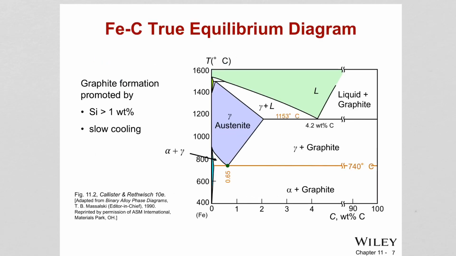So far we have seen only a little region of the iron-carbon phase diagram, but the true iron-carbon phase diagram is given here, which goes up to 100% carbon. We have only been seeing a small percentage of it. And you can see the graphite in the phase diagram.